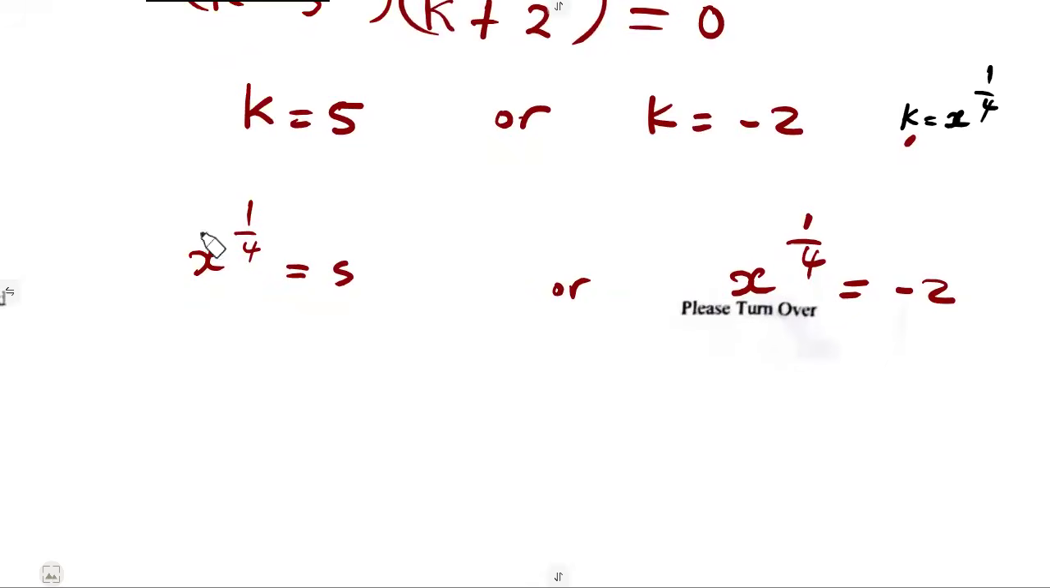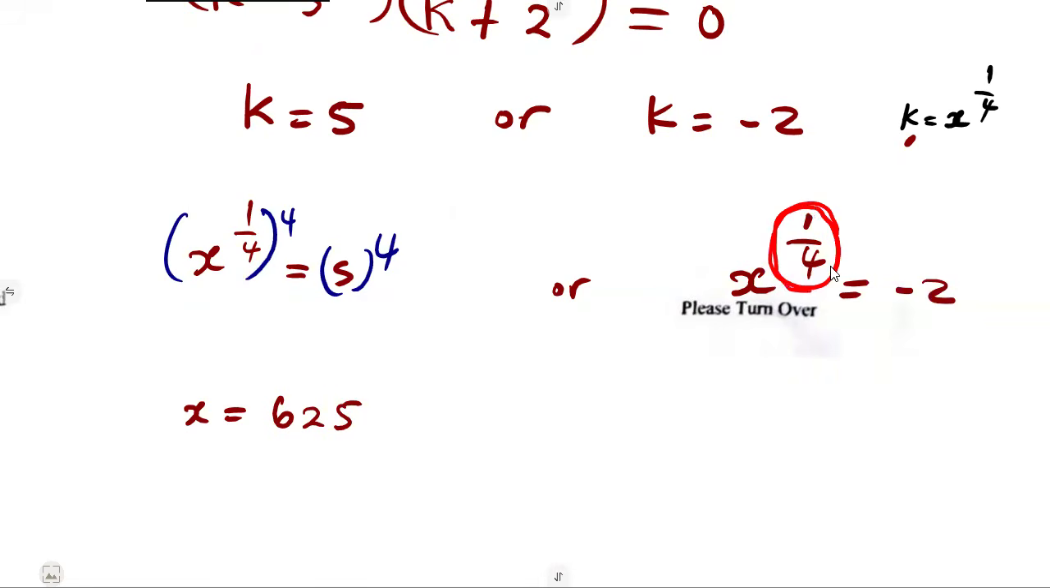X to the exponent of 1 over 4 is equal to k values. All right? So remember, guys, to remove this 1 over 4, we need the reciprocal or the inverse of 1 over 4, raised to the exponent of 4. So x was going to be 5 to the exponent of 4, which is 625. And x to the exponent of 1 over 4 is equal to minus 2.